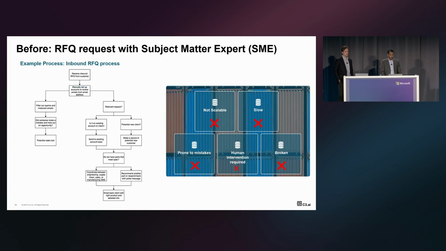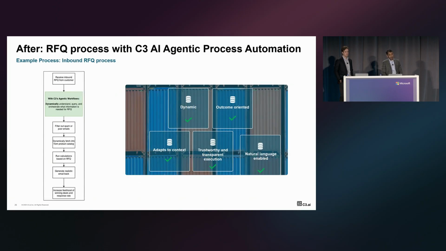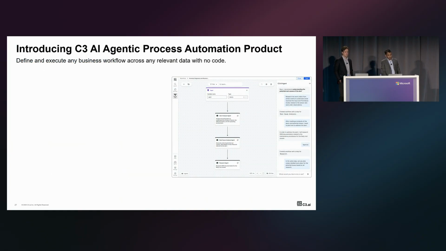Here's one for an RFQ request. This is a common use case that we encounter in supply chain, where a customer may request a quote, and you have to put in an approach to actually build that quote working with a subject matter expert, and it's fairly complicated. And here's that same RFQ process with our agentic process automation with these agentic workflows. It's a much simpler as well as a much more powerful capability with C3 agentic workflows. We can dynamically understand the query and then orchestrate where the information is and help put together that quote that's actually going to meet the business requirements. So that's the concept here with this agentic process automation product.